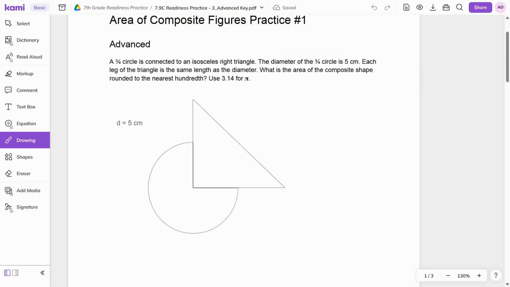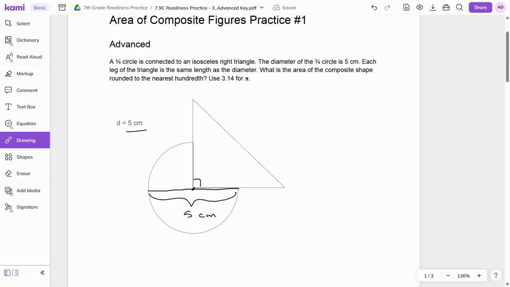So we have a 3/4 circle connected to an isosceles right triangle. So we can put a little square right there. And the diameter of the 3/4 circle is 5 centimeters. So let's draw this right here. And from side to side, obviously through the center, is going to be 5 centimeters. We also have it up here.